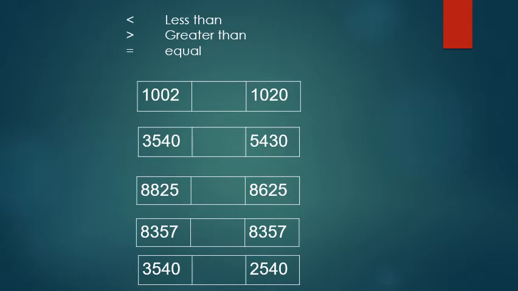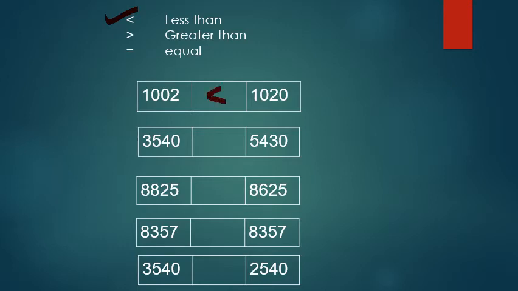Now we will compare tens place digit. That is 0 and 2. So 0 is less than 2. It means 1002 is less than 1020. So we will put the sign of less than. This is the sign of less than. So we put sign like this.